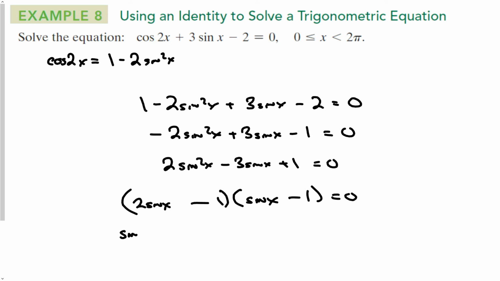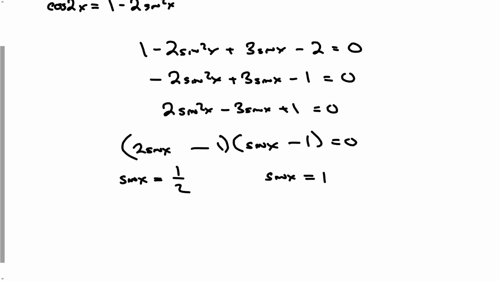So the sine of x here is going to equal to positive 1/2. And the sine of x here is going to equal to a positive 1. Now both of those have answers. This one has two answers. The sine is equal to 1/2 in both the first and the second quadrant. So that's pi over 6 and 5 pi over 6.